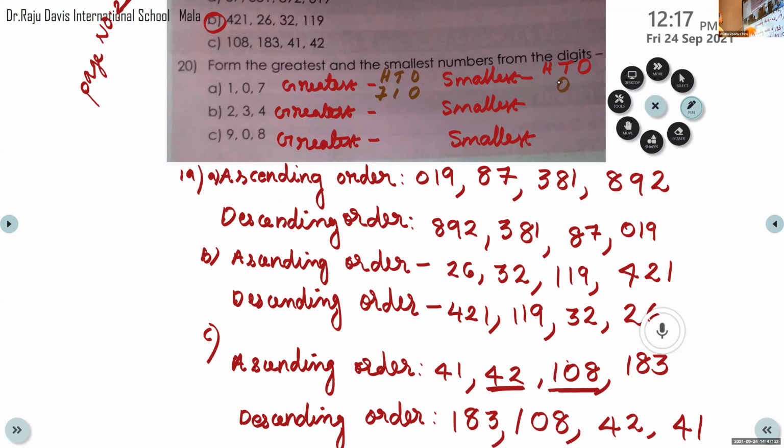Very good, dear. In the tens place. And other than 0, which is the smallest? 1. We should write 1 in the hundreds place. And now 7 is remaining, that we have to write in the ones place. What is the number? 107. The same way, please do the other questions B and C. Please do fast.